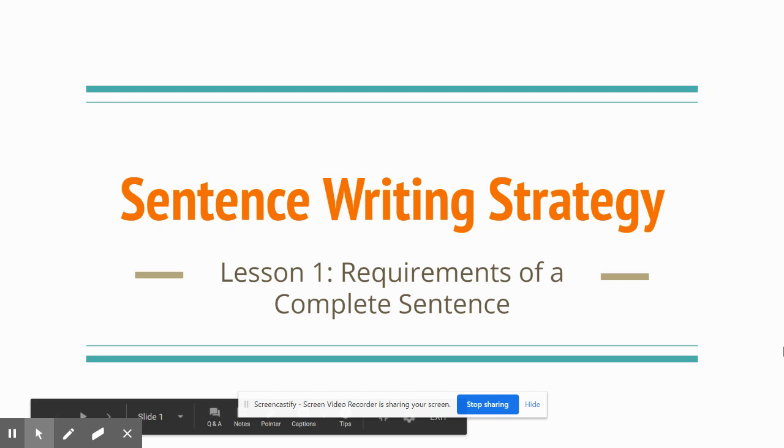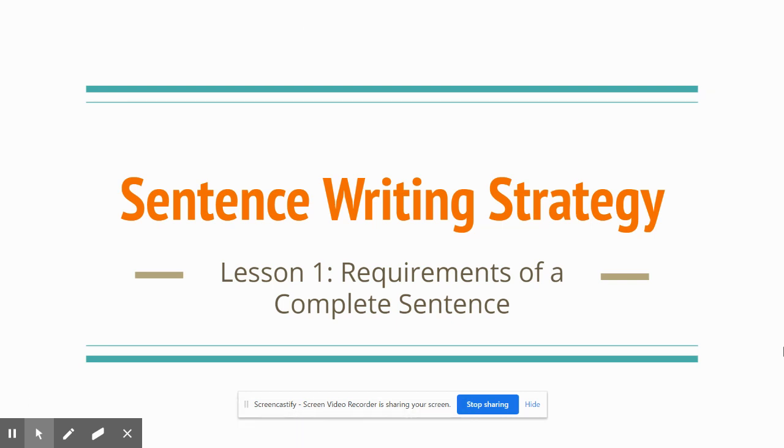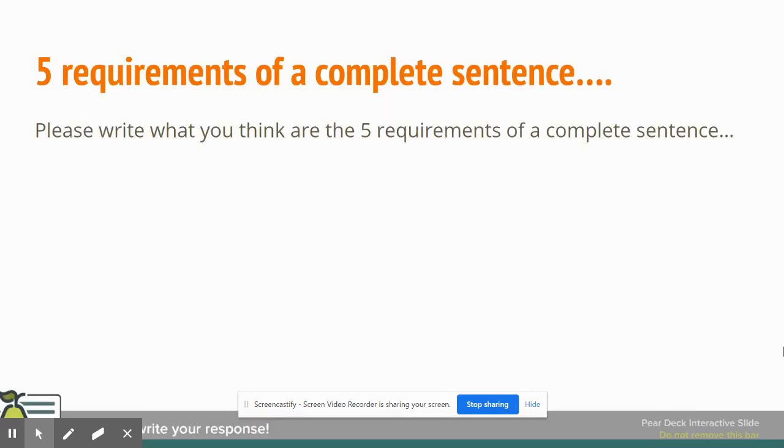Hello, everyone. So this week we are starting our writing unit, and we are going to be talking about the sentence writing strategy. So for our first lesson, we're going to be talking about the requirements of a complete sentence.